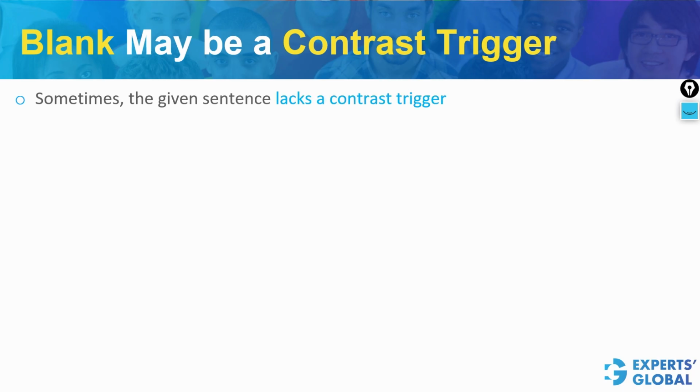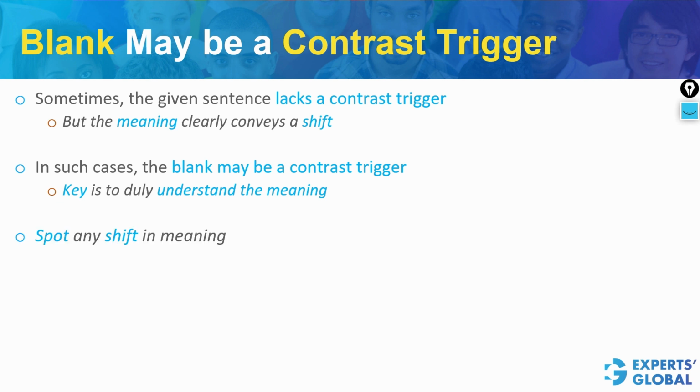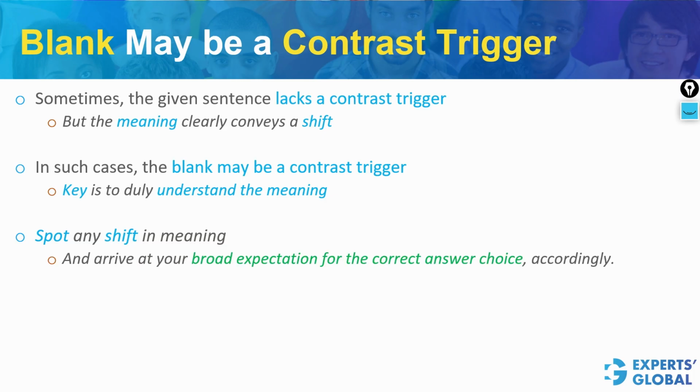Sometimes on the GRE, the given sentence lacks a contrast trigger, but the meaning clearly conveys a shift. In such cases, the blank is likely a contrast trigger. The key to solving such sentences lies in duly understanding the meaning. Therefore, always spot any shift in meaning and arrive at your broad expectation from the correct answer choice accordingly.